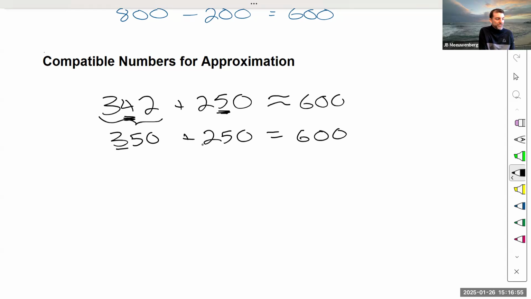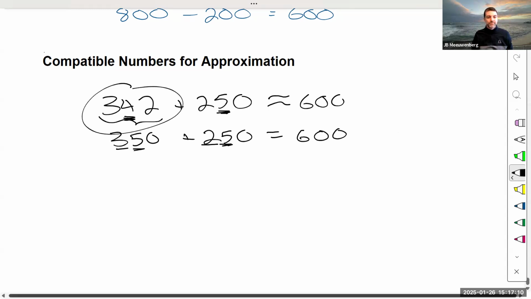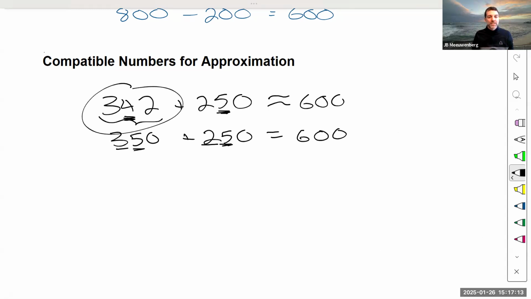Again, the 300 plus the 200 is 500. The 50 plus the 50 is another 100. That's where we're getting that 600 from. So we don't have to round both numbers. We can just round one of them if it's convenient to us. So it's another nice approximation technique.